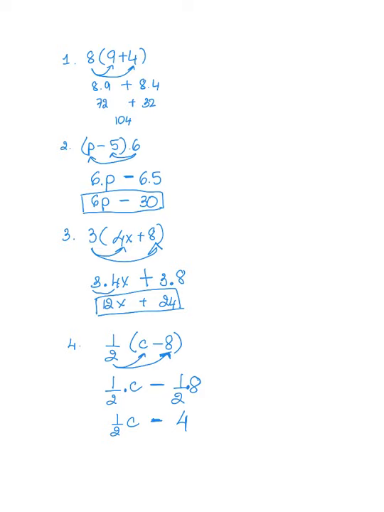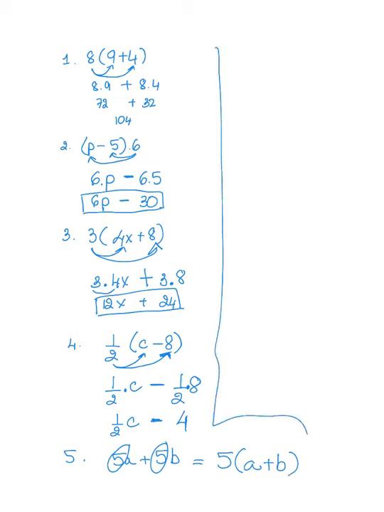All right. Number 5. Which of the following expressions is equivalent to 5A plus 5B? So, what do you see in common? 5, right? So we have 5 group of A and B. All right, we're done with number 5.